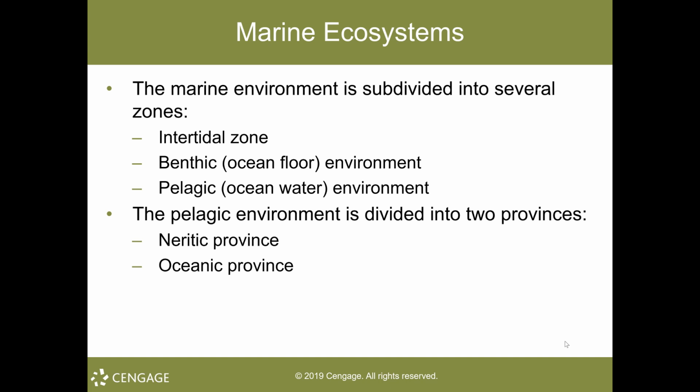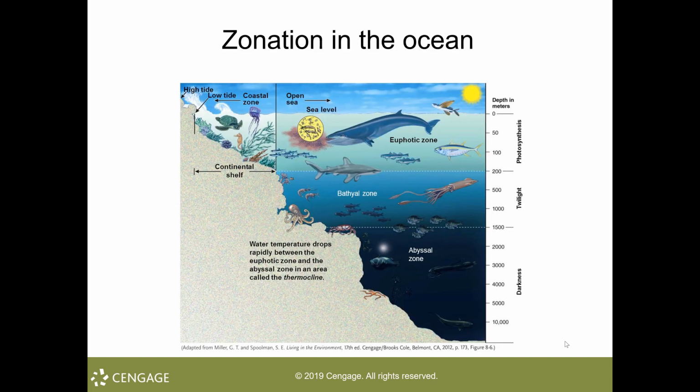Alright, so marine ecosystems dominate Earth's surface, and I'll be brief, class. There is the intertidal, the benthic, and pelagic environment. So the pelagic environment is divided into two, the Neritic Province and the Oceanic Province. So here, class, you see the differences in zonation. So of course, photosynthesis occurs here, and this is depth in meters. So yes, even at 200 meters, class, photosynthesis is occurring. Then there's twilight, and then there is darkness. That abyssal zone.